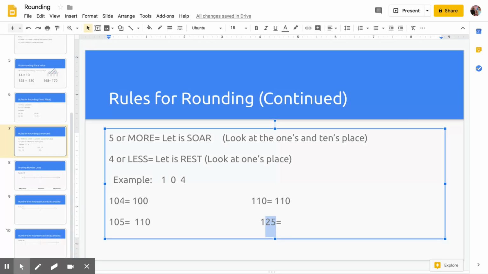So we're going to move on not only from our ones place to our tens place. So now we're looking at the 2. The 5 or more lets it soar. So we are increasing the 2 to a 3.